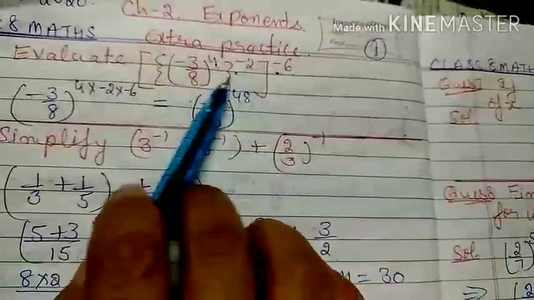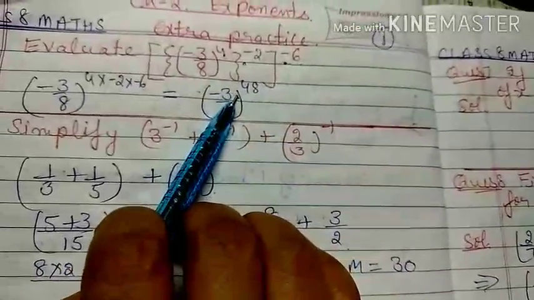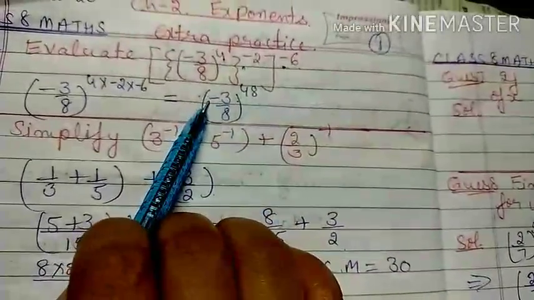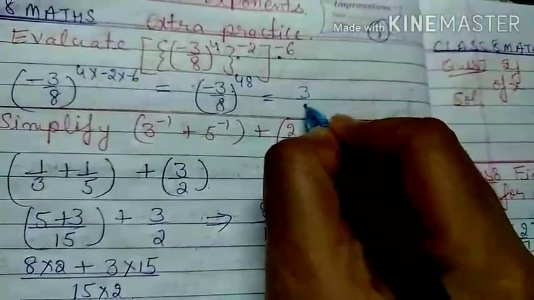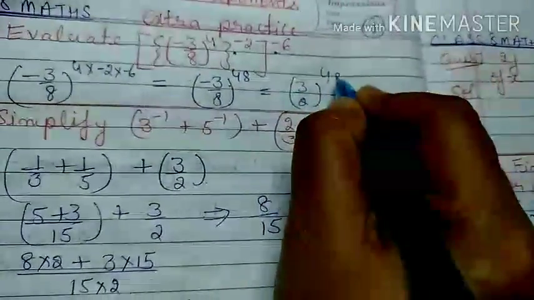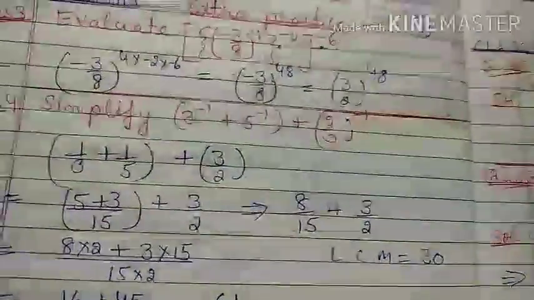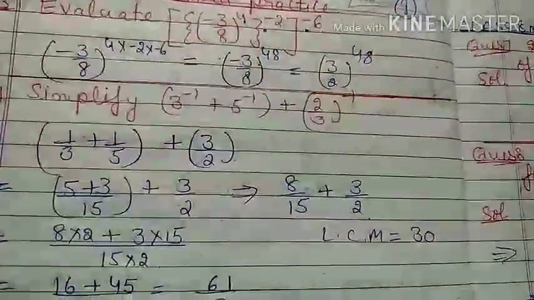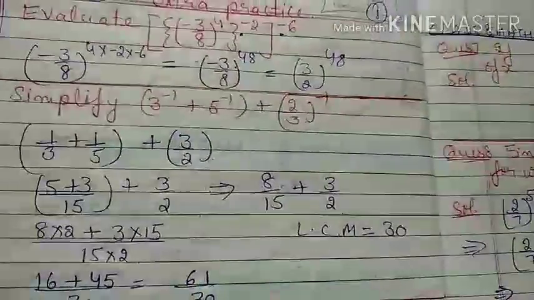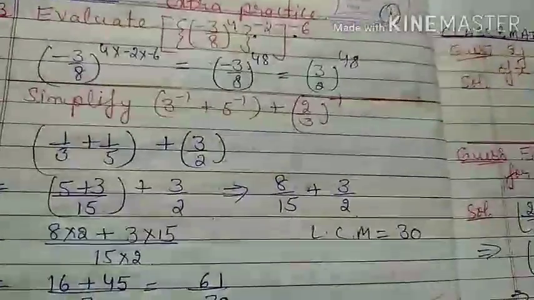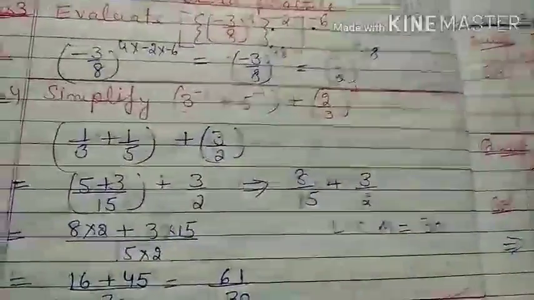If you look at this power, this is also even. Due to the even power, this negative becomes positive. So I can also write 3 by 2 raised to power 48. If there is a bigger power, you do not need to multiply 3 into 48 times or 2 into 48 times. You just have to write the power as it is in your answer if there is a bigger power.